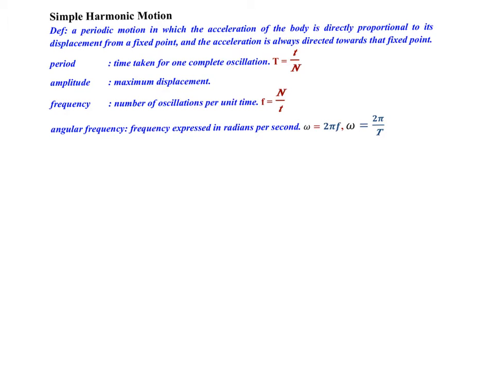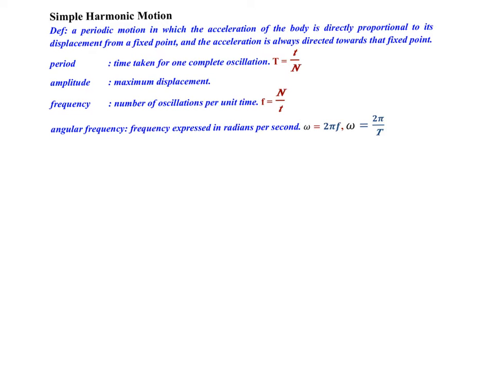All right. Now, what are some of the terms that we use in simple harmonic motion? Some of the terms are pretty common, like period, amplitude and frequency. And some are not so common, like angular frequency, which I'll explain in a short while. Period has the standard definition: time taken for one complete oscillation. Amplitude is the maximum displacement from the equilibrium position. So I want you to add in the words "from the equilibrium position". And frequency is the number of oscillations per unit time.